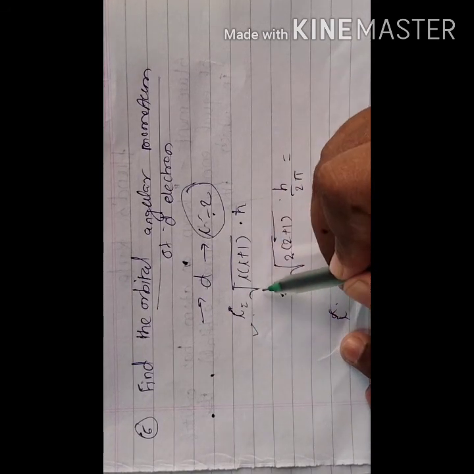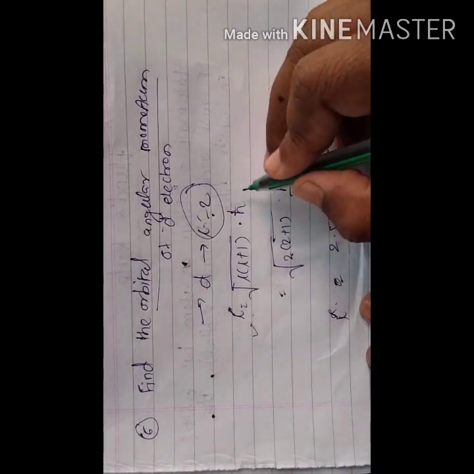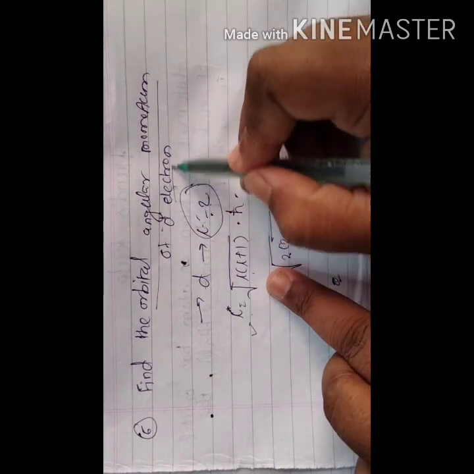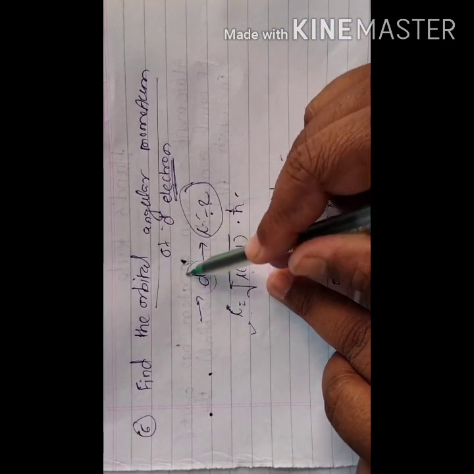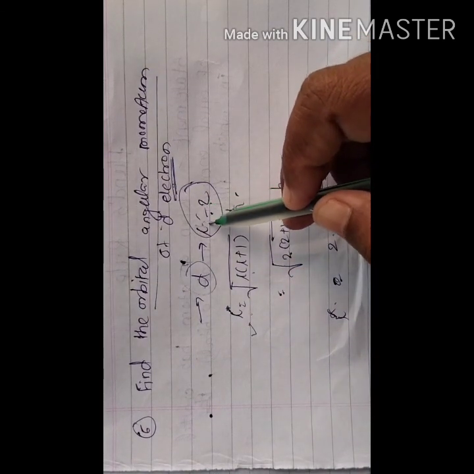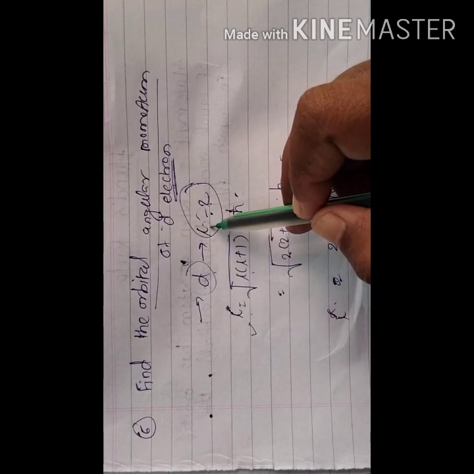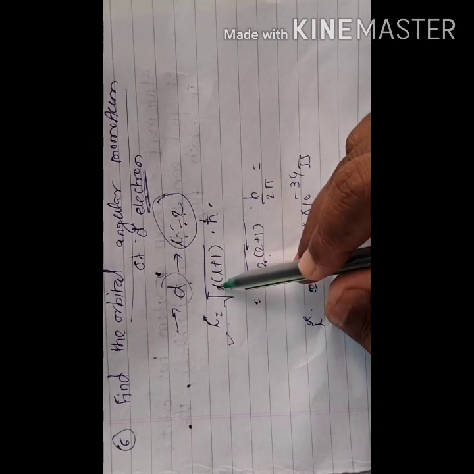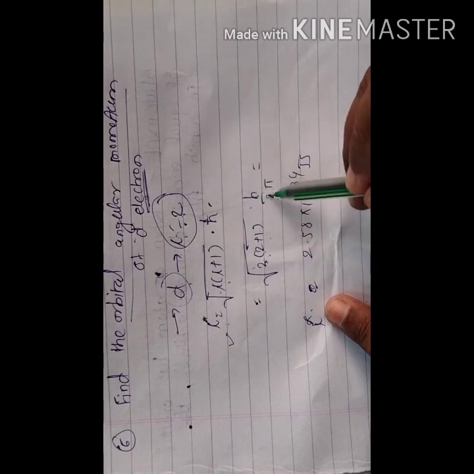So this is L star is equal to under root of L(L+1) h cross. What is h cross? It is h upon 2 pi. And what is the value of L for a d electron? The value for the d orbit is 2. Putting the value 2 for L, this equation becomes root of 2(2+1) h upon 2 pi.